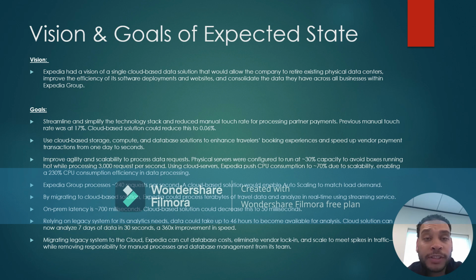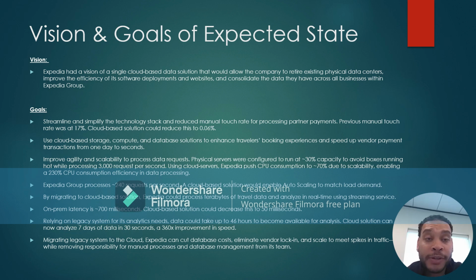The vision and goals of the expected state for Expedia's migration is one where they saw themselves having a single cloud-based solution that would allow them to retire their existing physical data centers. If you remember, Neha said that they were housed in Chandler, Arizona, and that was part of the reason why they were getting so many errors: they didn't have data centers close to their customer base.